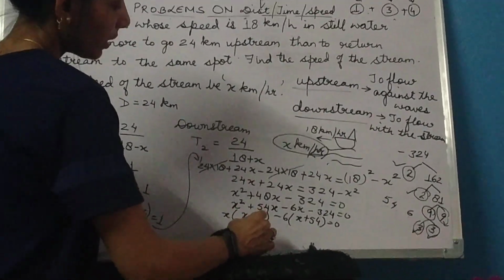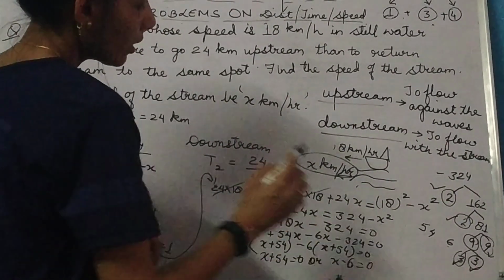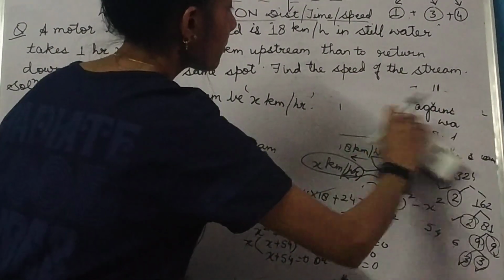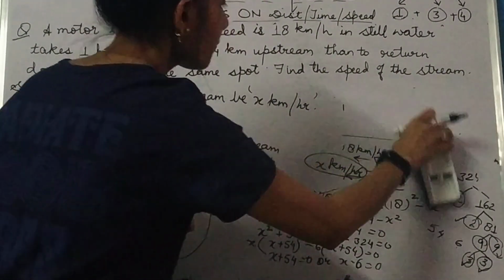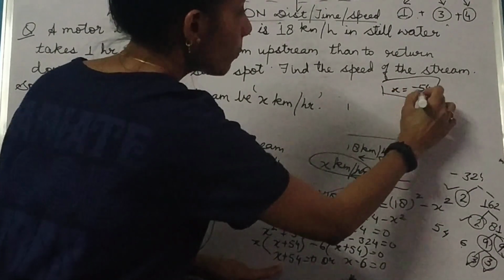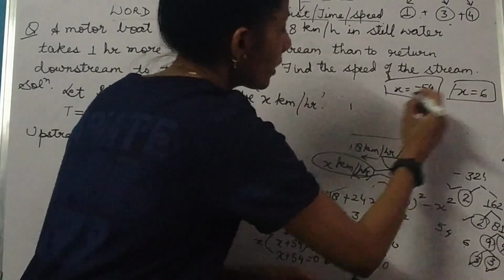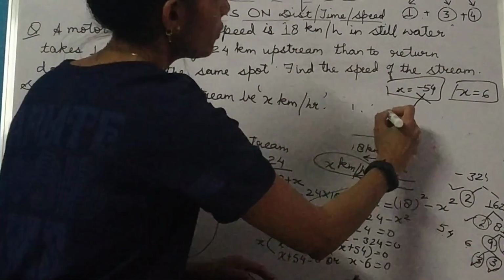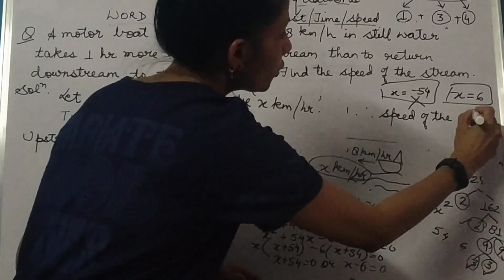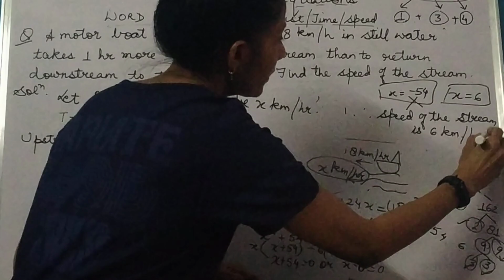It is giving me x plus 54 equals 0 or x minus 6 equals 0. That will give me the values. This will give me x equal to minus 54, which is not possible because speed cannot be negative, and the other is giving me x equal to 6. Therefore, the speed of the stream is 6 kilometers per hour. Take a note.